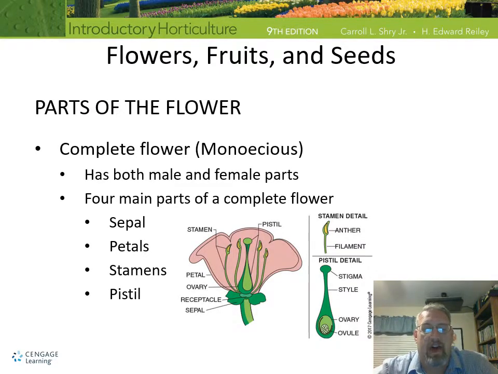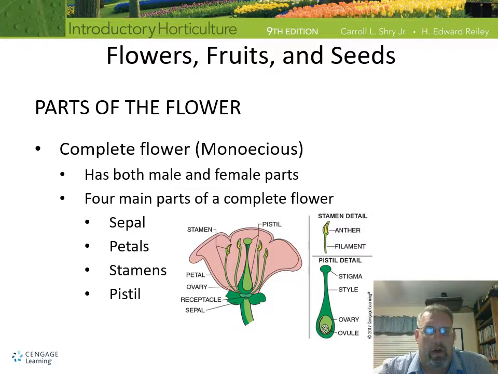So the different parts of a flower are the sepal, the petals, the stamens, and the pistil. The pistil is the male sex organ. The stamen is the female sex organ, and those are the two different organs where the pollen and the seed are mated together so that you can make a seed. Excuse me, I hope I said that right. The pistil is the female and the stamen is the male. If I said that incorrectly, I'm correcting myself now. So pistil, female, stamen, male.